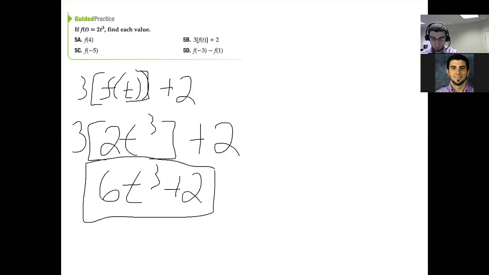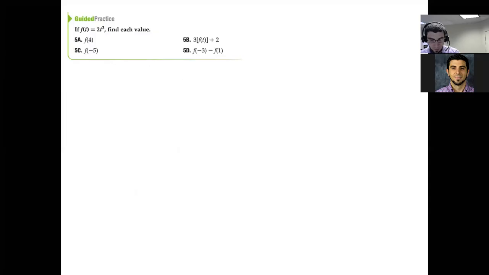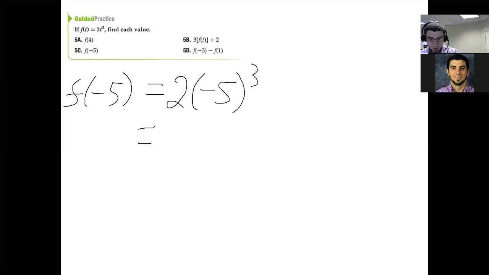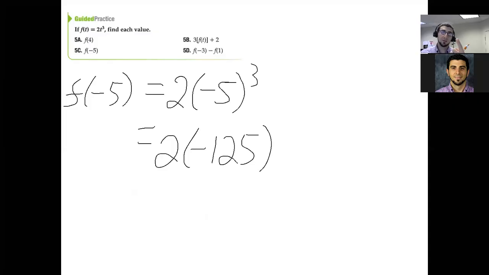Okay? All right. F of negative 5. So 2 times negative 5 cubed. Now negative 5 cubed is negative 125. All right? Be careful because you're cubing it. It's negative 5 times negative 5, which is positive 25 times another negative 5. All right? So multiply that by 2, and you get negative 250.